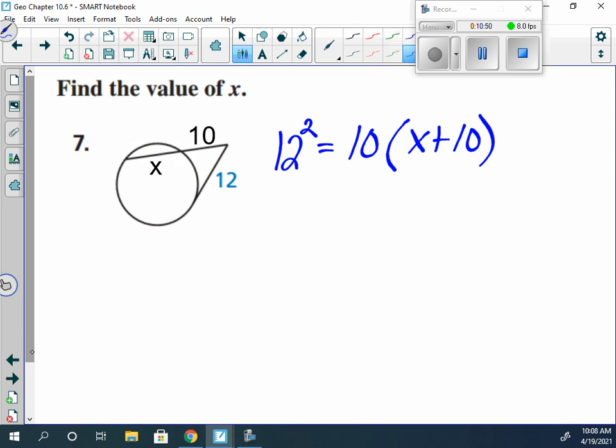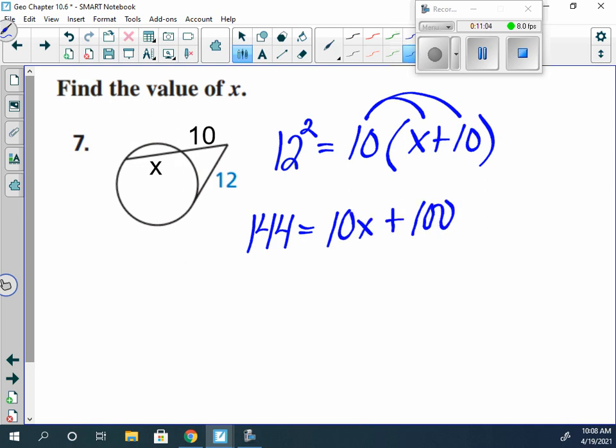Now at this point here, we can simplify some things. 12 squared would be 144. Here we can distribute the 10. Well, 10 times x would be 10x, and 10 times 10 would be plus 100. Our next step would be to subtract 100 from both sides.